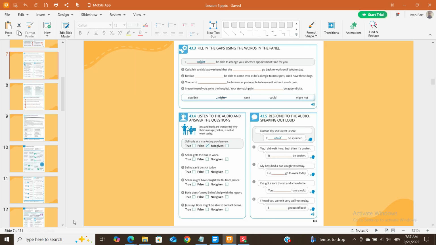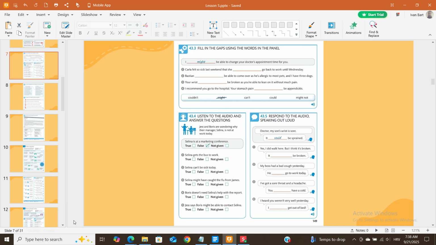43.5. Respond to the audio, speaking out loud. It could be sprained. Doctor, my son's wrist is sore. True. False. Not given. Selena gets the bus to work. True. False. Not given. Yes, I did walk here. But I think it's broken. It might be broken.